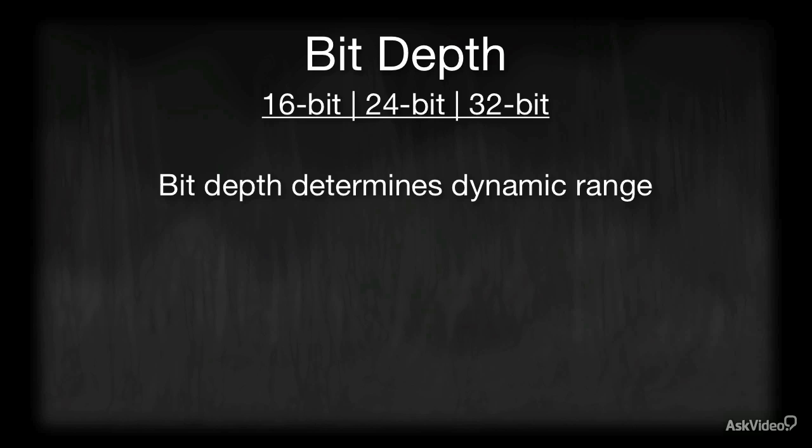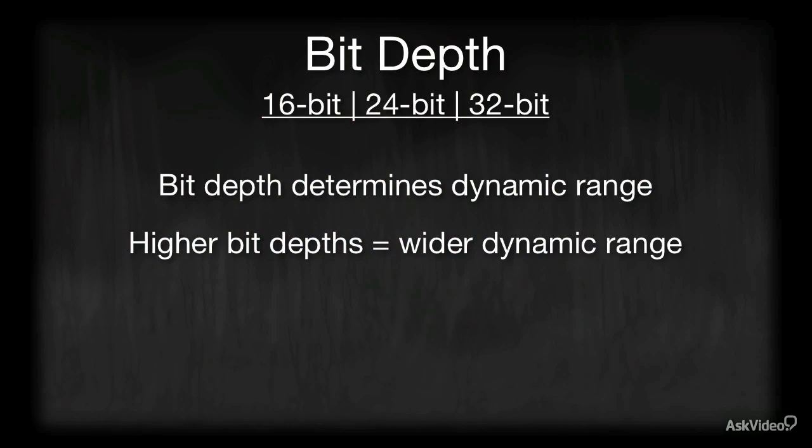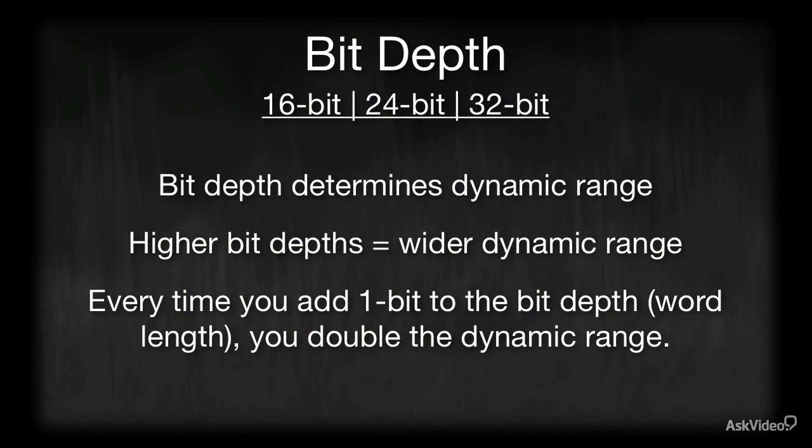Now, the bit depth determines the dynamic range of the digital audio. Now, the higher the bit depth, the wider the dynamic range. Not the louder, it's wider. The dynamic range doesn't get louder with higher bit depths, it gets wider, with more variation between the softs and the louds. Now, in digital audio, every time you add 1 bit to the bit depth or the word length, you double the dynamic range.